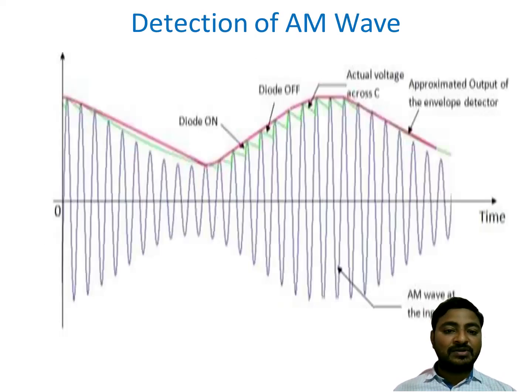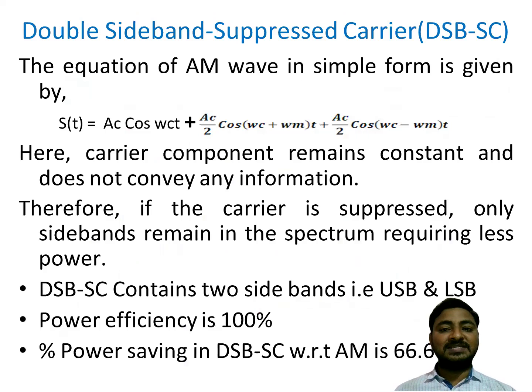In the first case, the diode is on. In the next case, the diode is in the off position. Next, the diode is in the on position. Next, the diode is in the off position. You can connect all the peak values to detect the message signal.